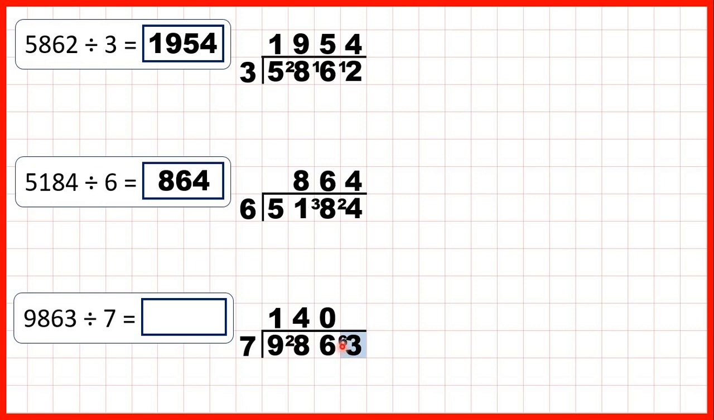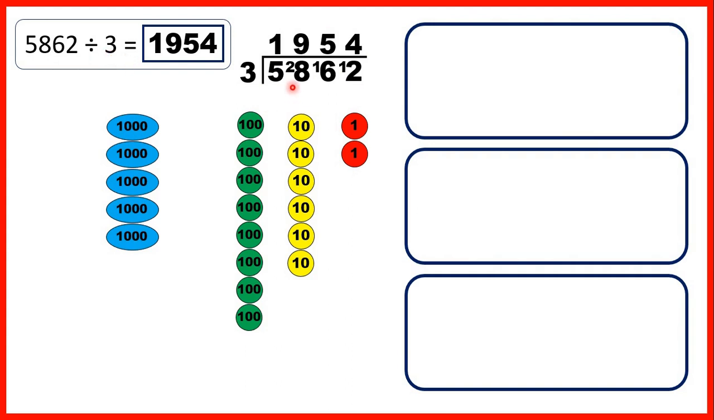So finally, we have 63 divided by 7. That's 9, because 9 times 7 is exactly 63. So our answer is 1,409. So let's have a look at this first question again, and let's think about why we write the remainder in front of the next digit.